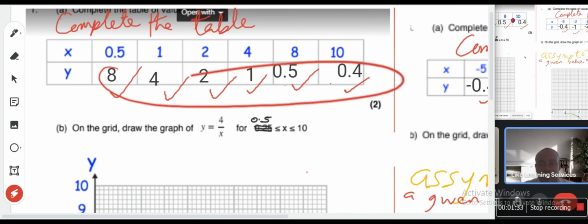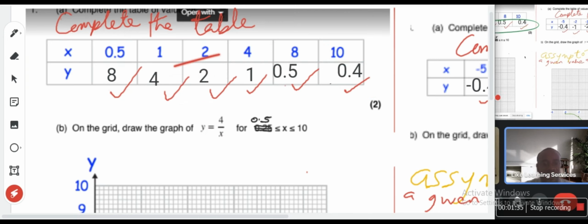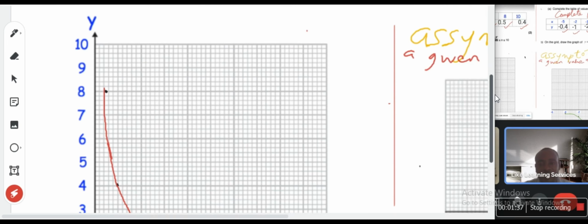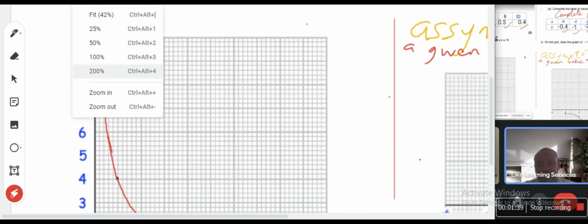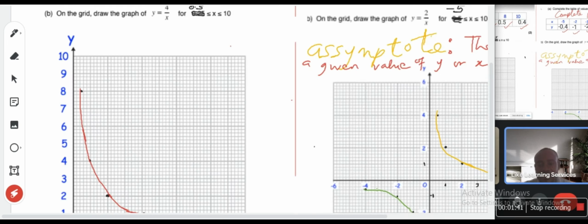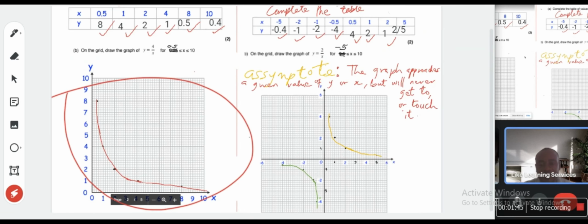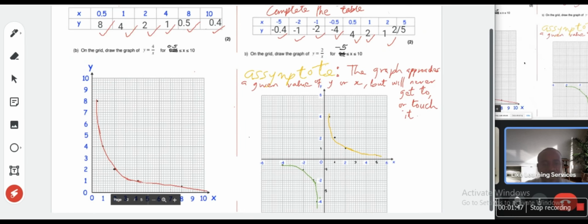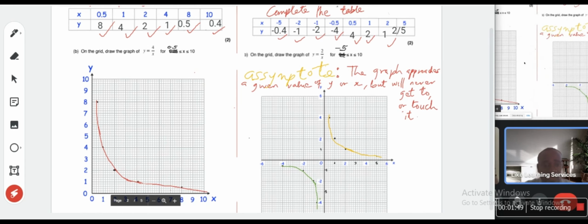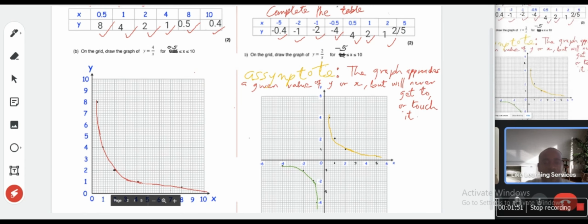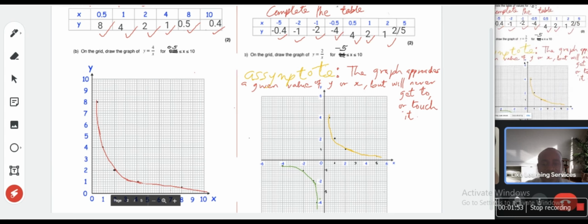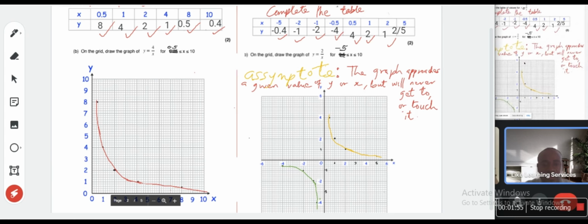All these values of x and y are what we have here, and we plotted them to get this graph. We did the same thing for this other one. I just want to mention some important points to you. Now, a graph like this usually forms what we call an asymptote.